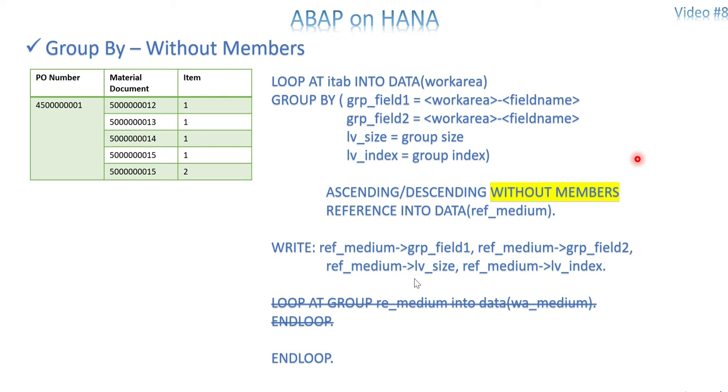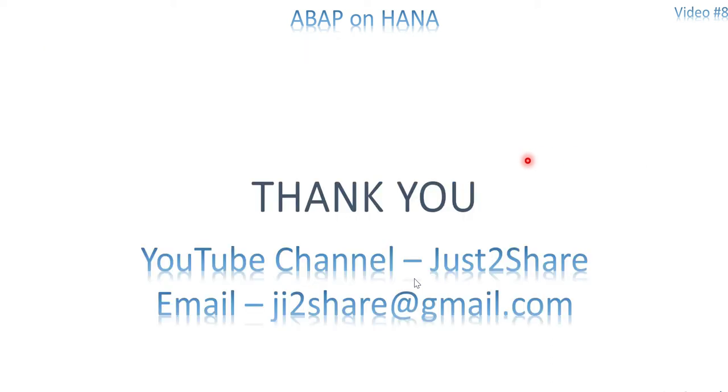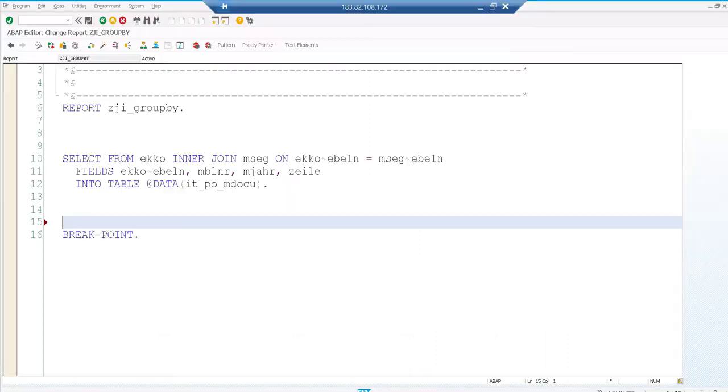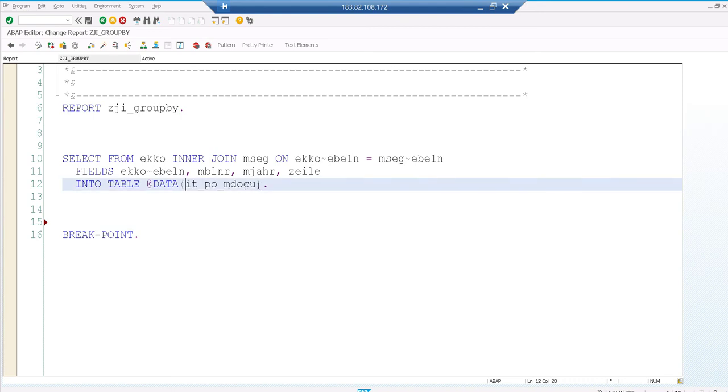I will take you to an example so you are able to correlate whatever we have seen in the slide and understand it very easily. Okay, anything else? No. Let me take you into the system. This is my system. Here I already wrote a small piece of code to read the data from EKKO and MSEG, material document number along with the purchase order. Let's see what contents are available, then we can start writing the code.